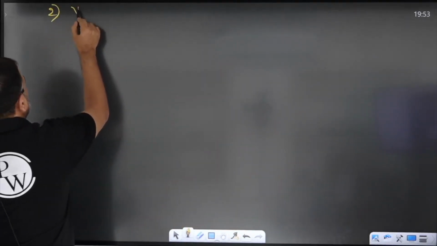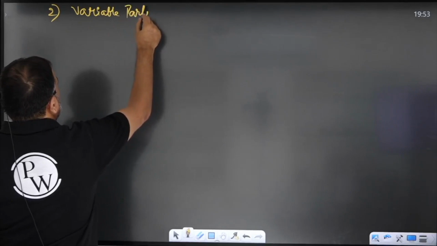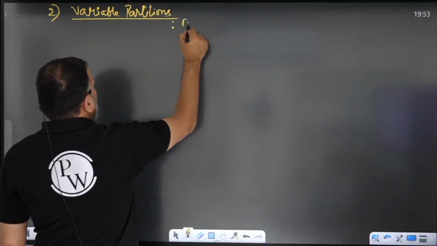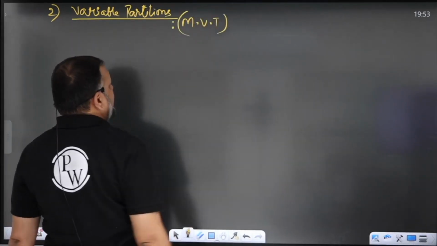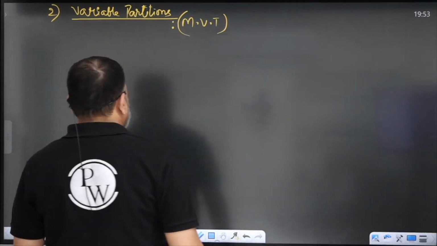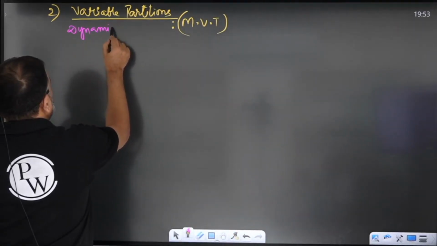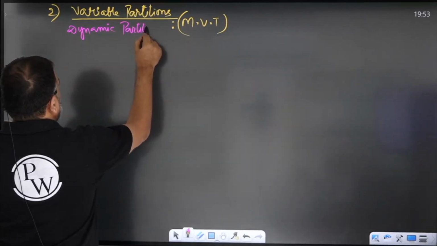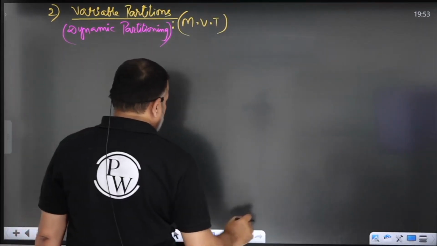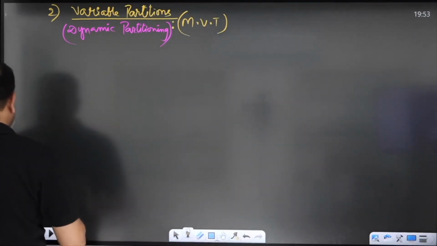Second, variable partitions. This is also called MVT, multiprogramming with variable tasks. Earlier FT, fixed tasks, now variable tasks. And this is rather, I would say, dynamic partitioning. Partitioning is done dynamically, not fixed at load time. So I will take a scenario and explain how MVT is done.